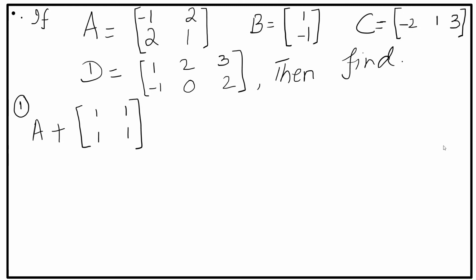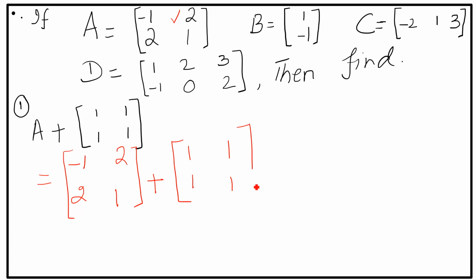We have mentioned A, B, C, D. There are 4 matrices. You have to find A plus this matrix 1, 1, 1, 1. This is not given here, but A is here. That is why they have mentioned A plus. You have to add. Here I will show you how to add 2 matrices. So you have to write down A from here, this one. You have to add 1, 1, 1, 1. Right? Okay.